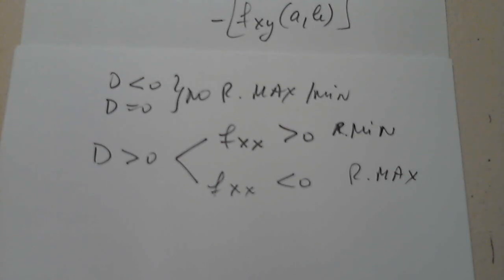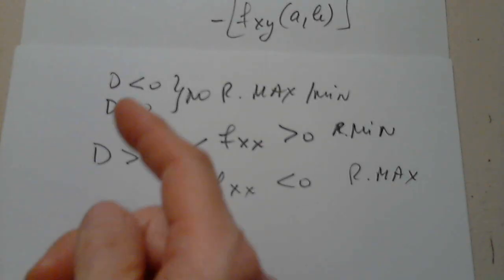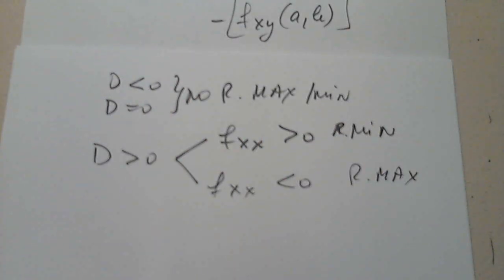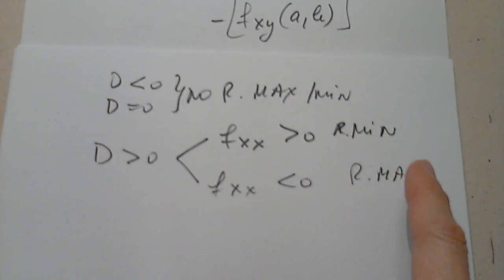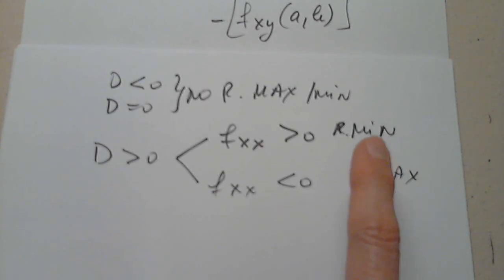So we calculate D for each critical point. If D is less than 0 or equal to 0, nothing. If D is positive, there are two possible options. Then I have to look at f_xx. If f_xx at that point is positive, then it's a relative minimum. And if it's negative, it's a relative max. Exactly how we had it with functions of a single variable. Very similar.